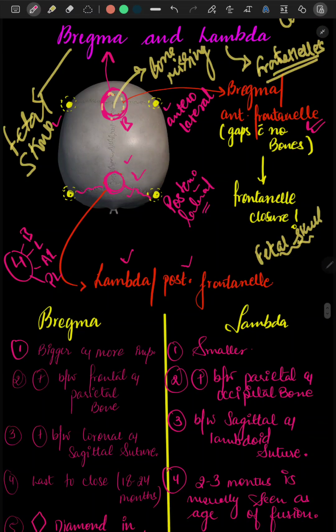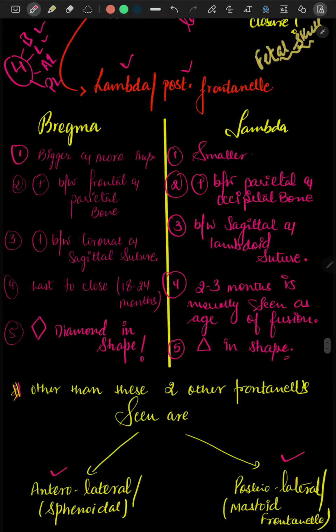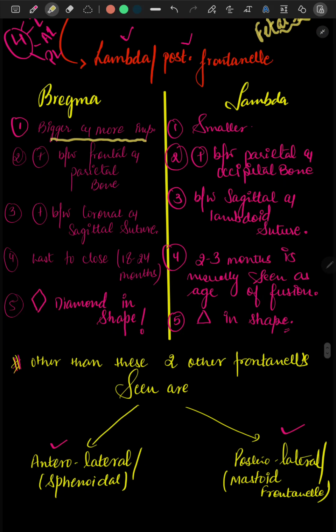Let's first look at what bregma is and what lambda is, the difference between these two. Bregma is going to be bigger and more important. As you see, it is bigger in size, so definitely it is going to be more important. Whereas lambda is going to be smaller, as well as comparatively less important. It's not that it's not important, but comparatively it's less important.